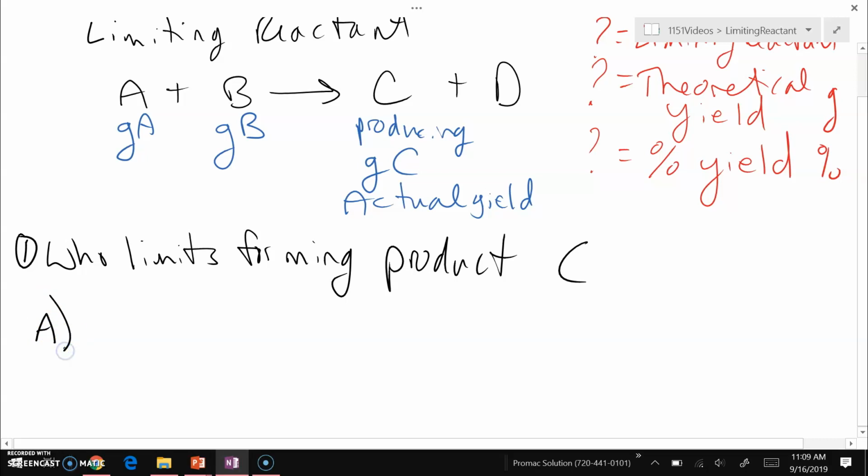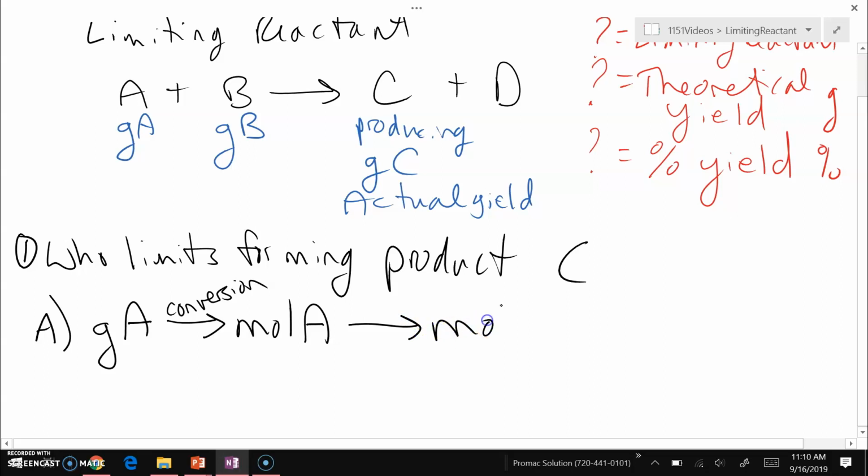I'm going to make it part A. We'll focus on reactant A, and part B. The plan you would take is the grams of A that you're given, convert it to moles of A. So my arrow here is a conversion. You're just using the molar mass to do that. And then go to moles of C. And this is also a conversion with the mole to mole relationship.